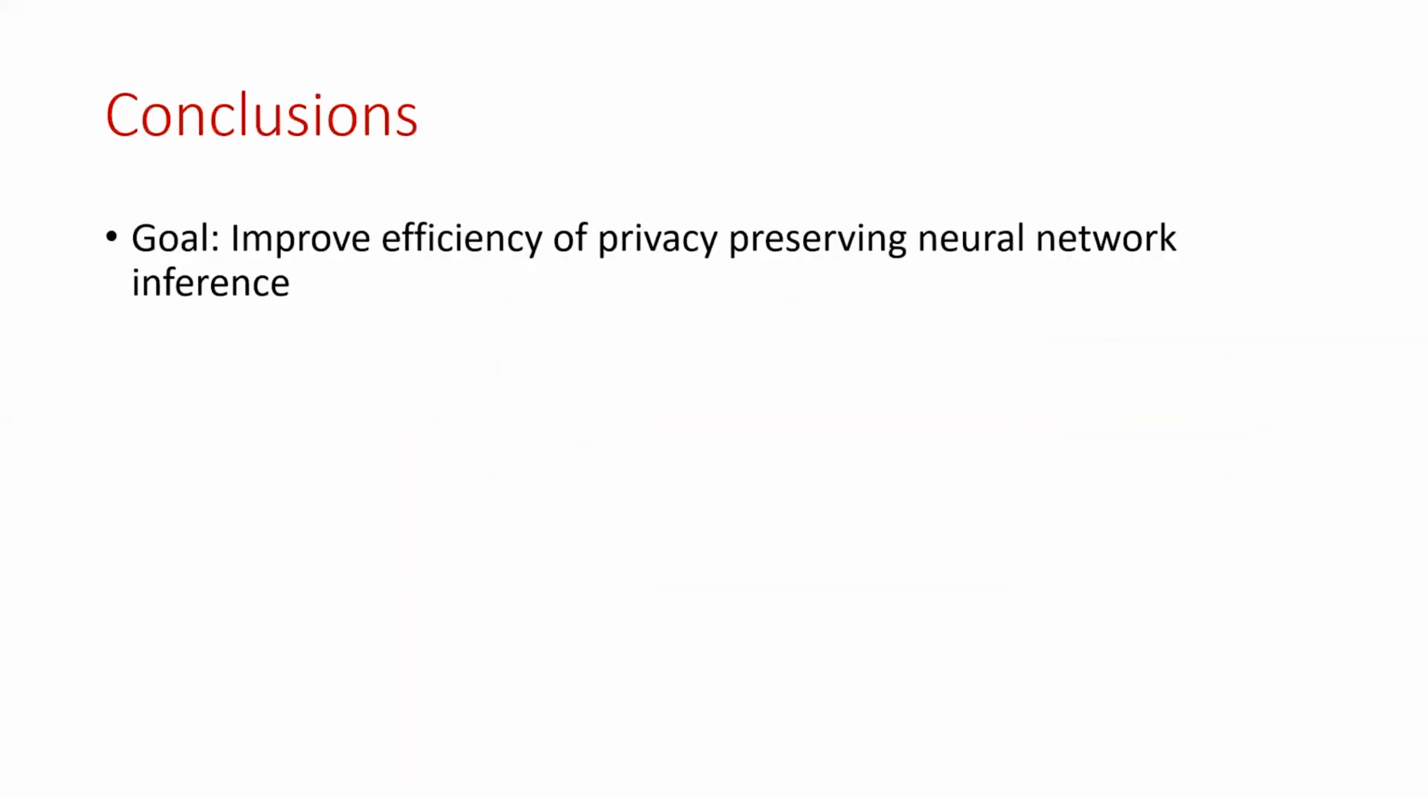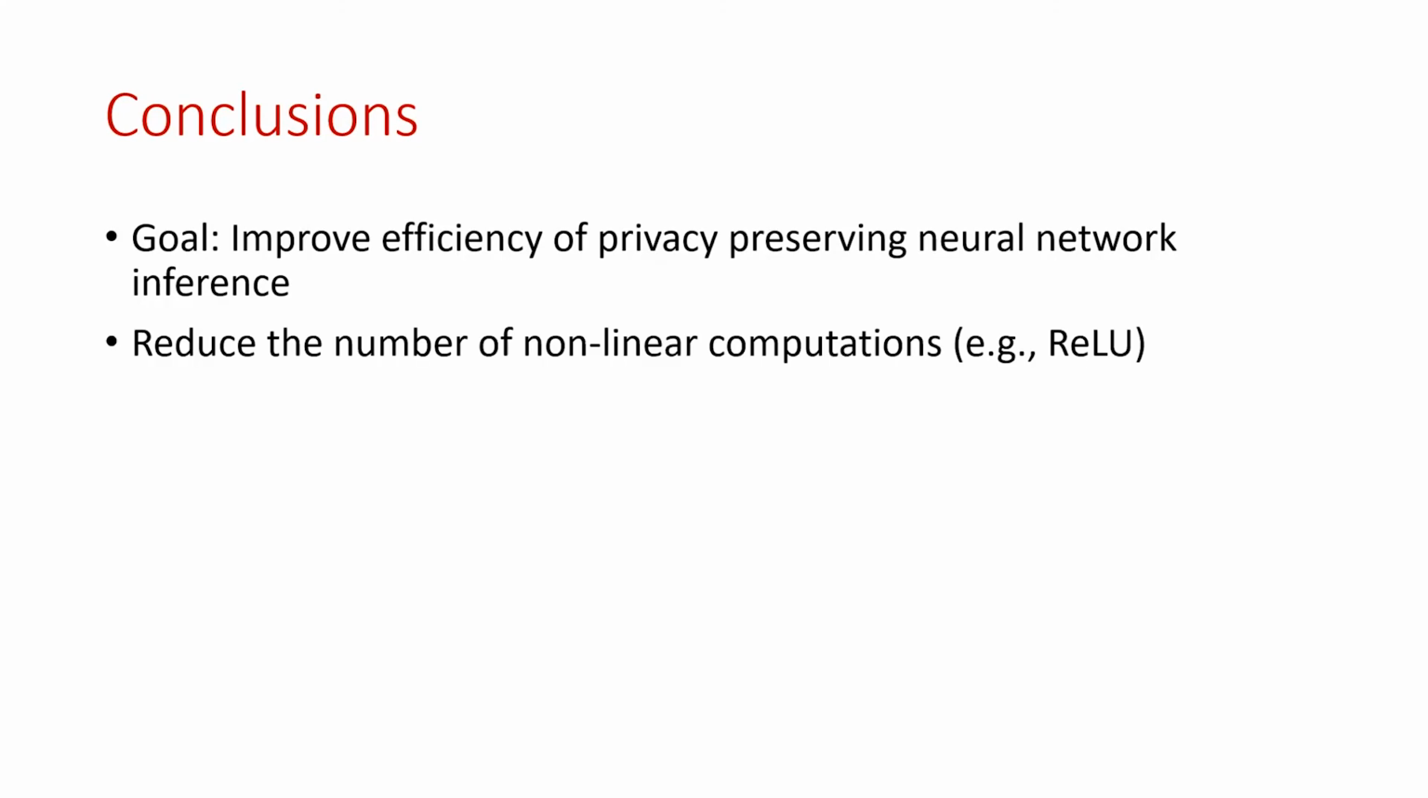So to conclude, our goal was to improve the efficiency of privacy-preserving neural network inference. We suggested a complementary approach to the optimizations of the cryptographic protocols, and we suggest to design the neural network architectures with secure computation in mind. So we propose to reduce the number of nonlinear computations, for example, the commonly used ReLU activation. And by doing so, we are able to achieve a substantial speedup with only a negligible accuracy loss.